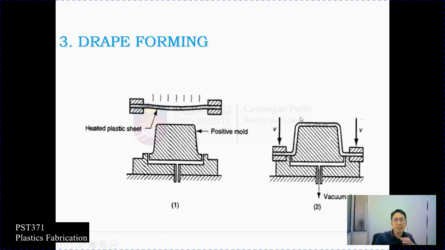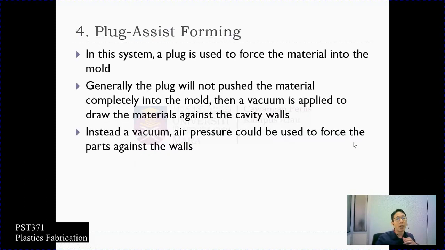Okay, as the plastic sheet takes shape, you remove the part and trim. And then we have the plug assist forming. In this system, a plug is used to force the material into the mold. Generally the plug will not push the material completely into the mold, and then the vacuum is applied to draw the material against the cavity wall. Instead of a vacuum, air pressure is used to force the part against the wall.